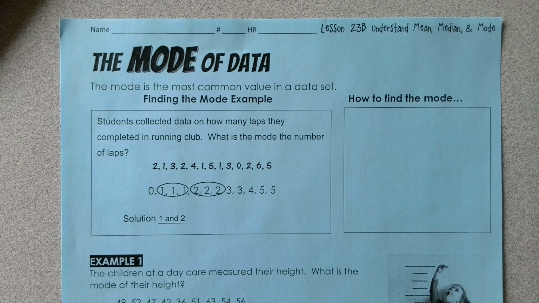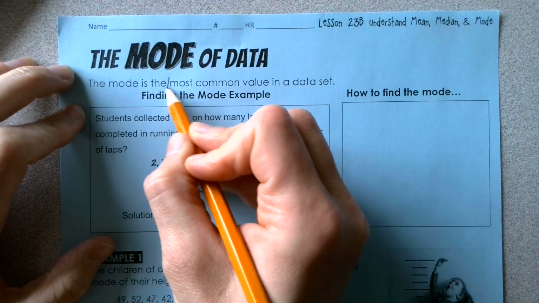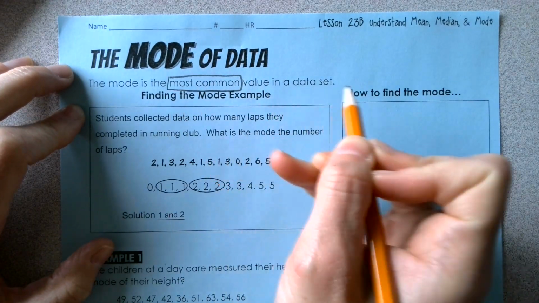Today we're going to talk about our last piece of data information that we can collect, and it is called the mode. It's one of the easiest concepts, but it has a few different possibilities with answers that we'll want to look at. So the mode is the most common value in the data set.